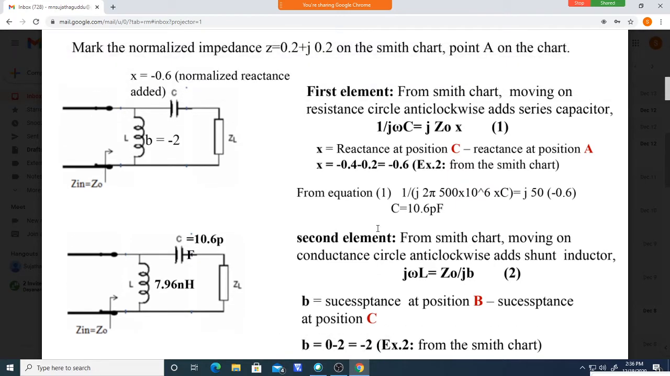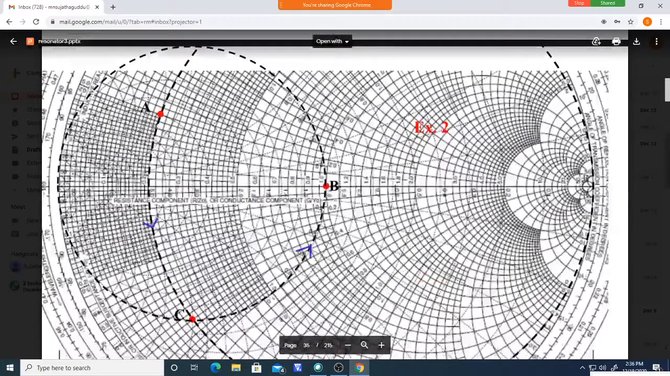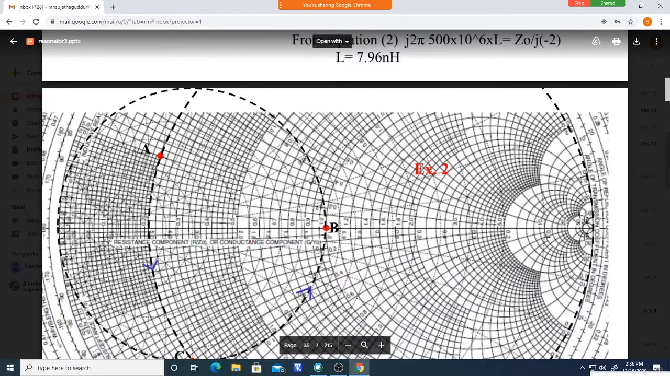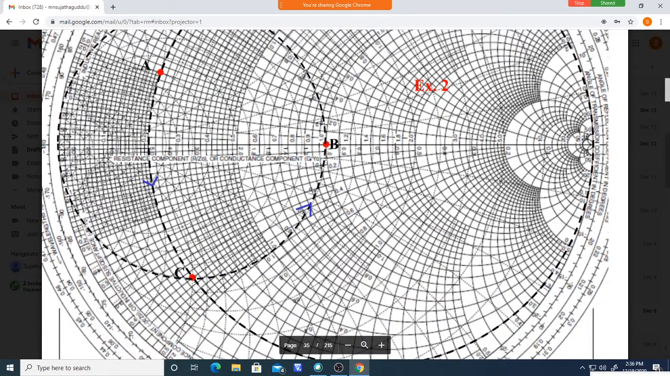Similarly, next, what should you do? We moved from here, and here we reach. Next, from here you should move like this to reach the center of the Smith chart. So which element is added here? See, from here what are we doing? You are moving on the conductance circle, the G equal to one circle.